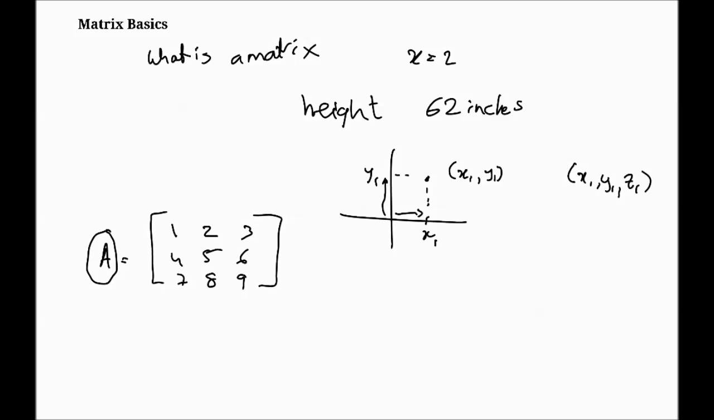Some very few important properties of matrices. Number 1, the size of a matrix. The size of a matrix is always described in this manner: row by column, so number of rows by number of columns. For instance, the matrix you see here has 1, 2, 3 columns, and 1, 2, 3 rows. So this will be a 3 by 3 matrix.